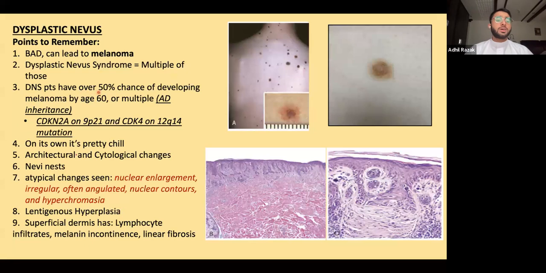And patients with DNS, or dysplastic nevus syndrome, have a good chance, a 50% chance, of developing melanoma by age 60, or even multiple melanomas. These are autosomal dominant inheritance. So multiple melanomas, I mean, they could have one dysplastic nevus here, one dysplastic nevus here, and they're both becoming melanomas. Pretty awful. The mutation here is once again CDKN2A on 9p21, and a CDK4 mutation on 12q14.